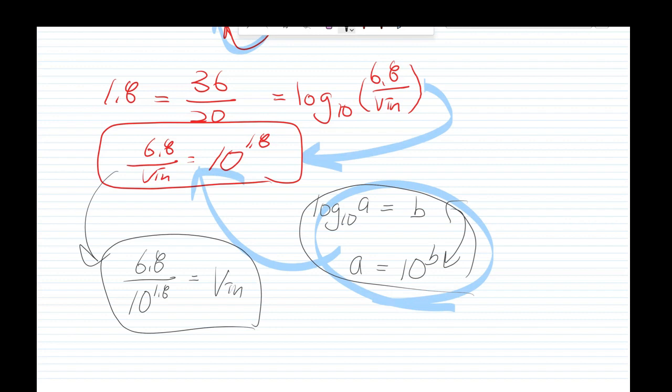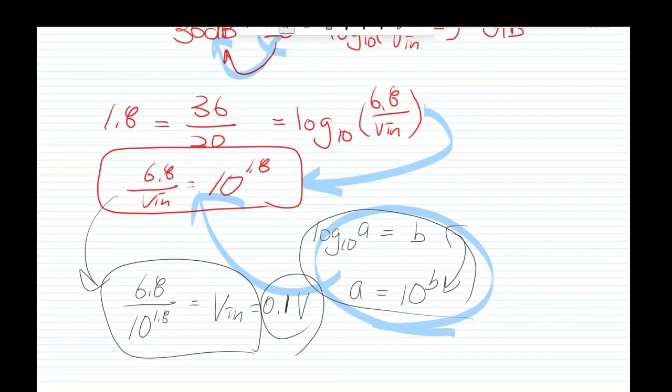Okay? Does that make sense? I got 0.1. Yeah, 0.1. You can say 0.11. After this, 0.1 volt. Yeah, that's the answer. That's it.